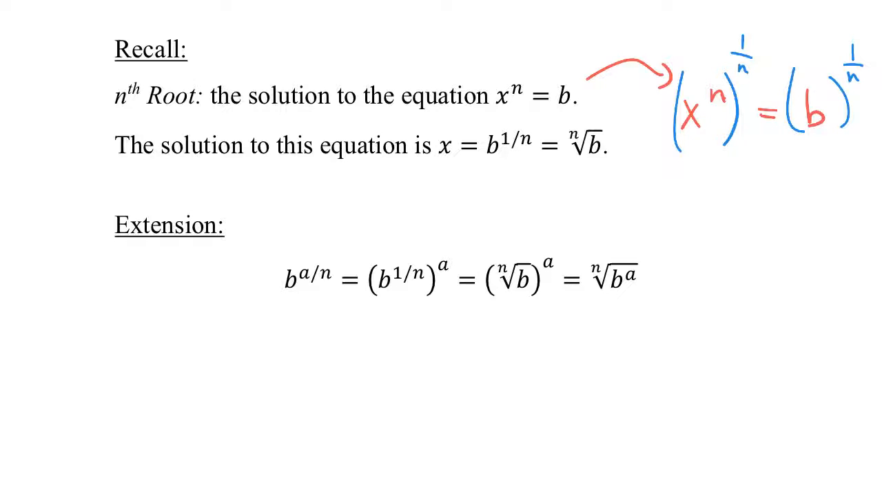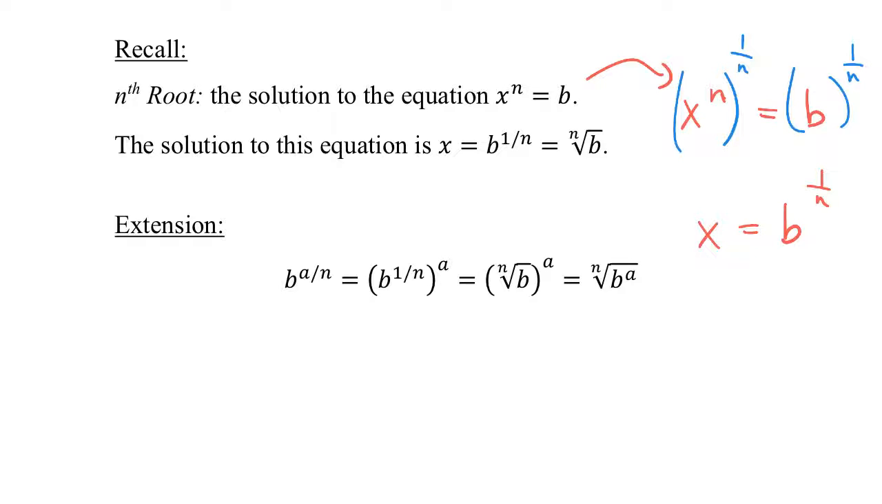What happens when you raise x to the n to the 1 over n? When you raise a power to a power, what do you do with those powers? In this case, they will cancel, but what's the rule? When you raise a power to a power, you multiply. N times 1 over n cancels, so that's just going to become x. And then the right-hand side is b to the 1 over n.